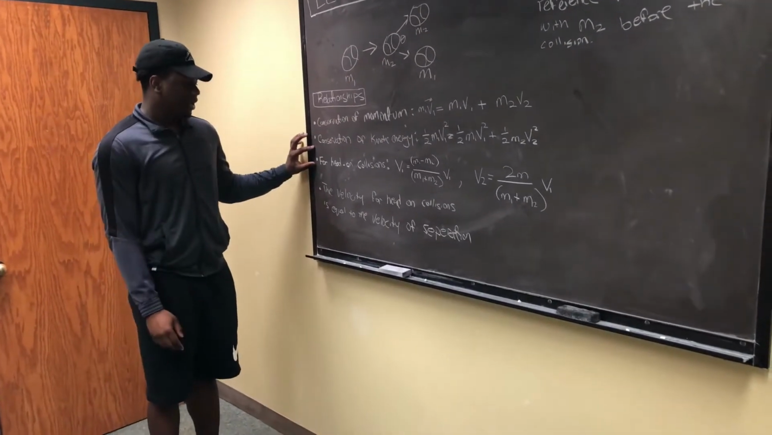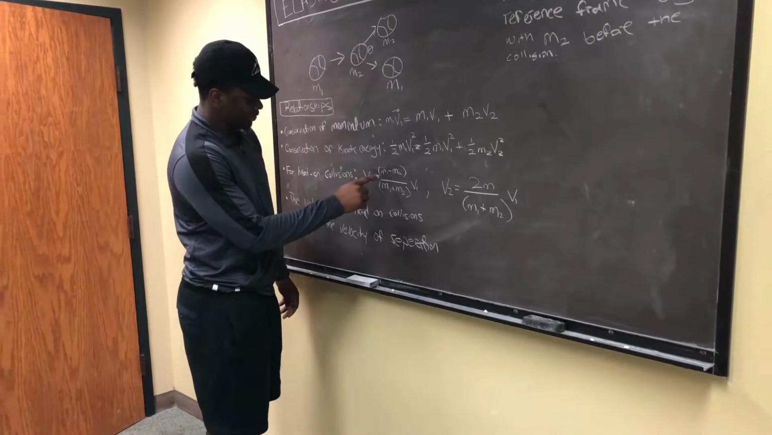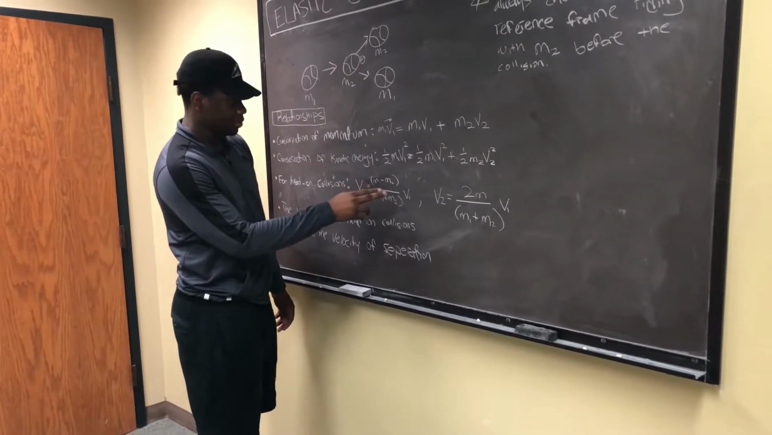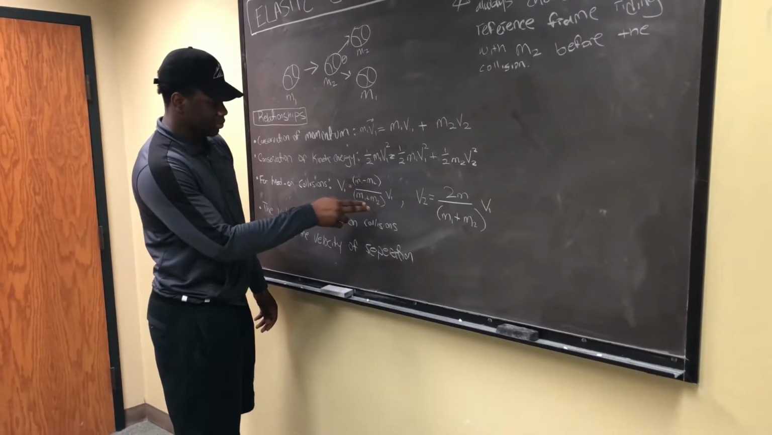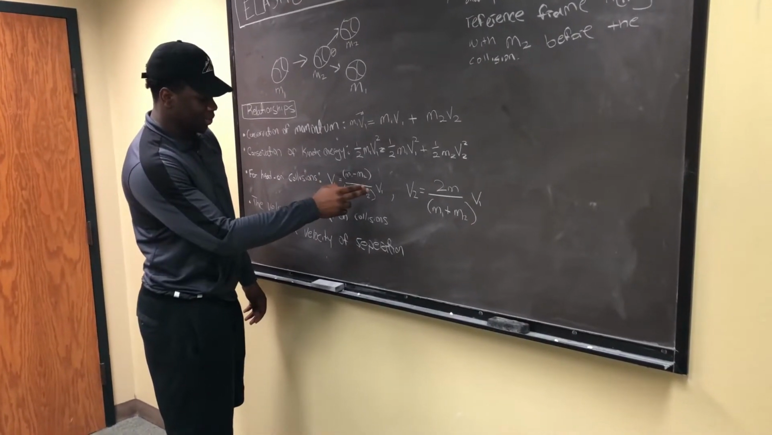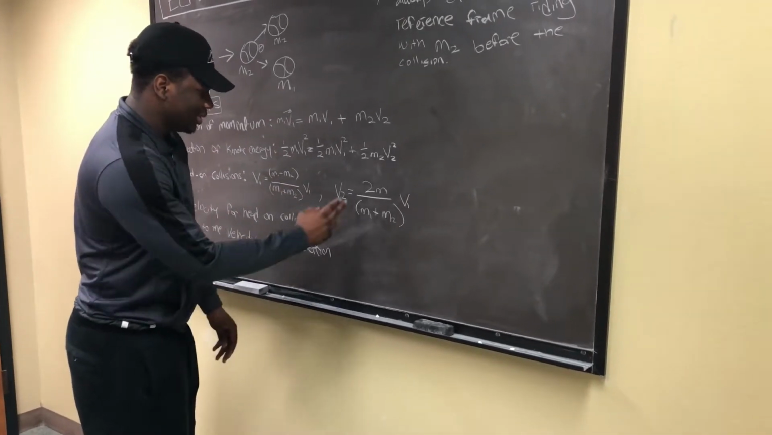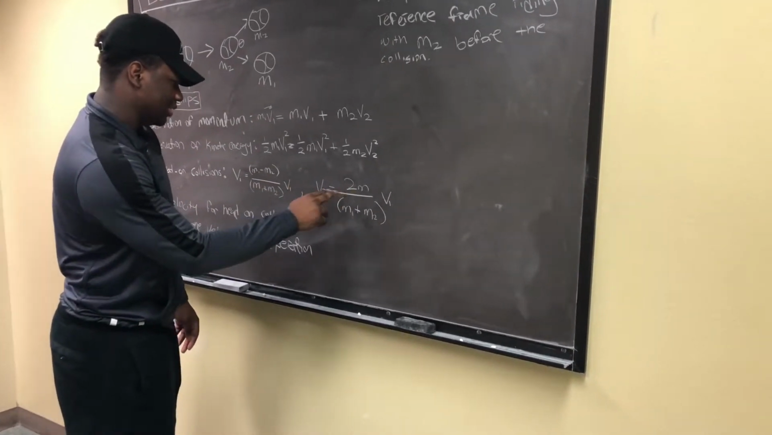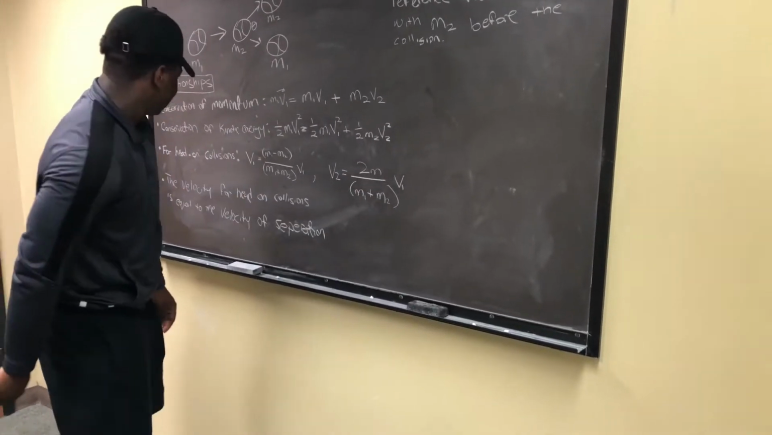And the third one for head-on collisions, to find v1, we just do the mass of 1 minus m2 divided by the mass of 1 plus m2 times v1. And for v2, we just do mass 2 times the mass divided by m1 plus m2 times v1.